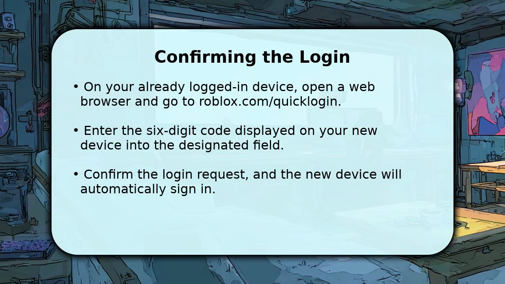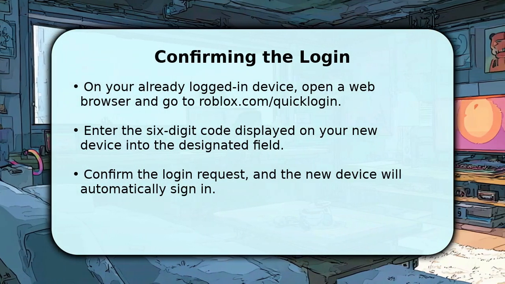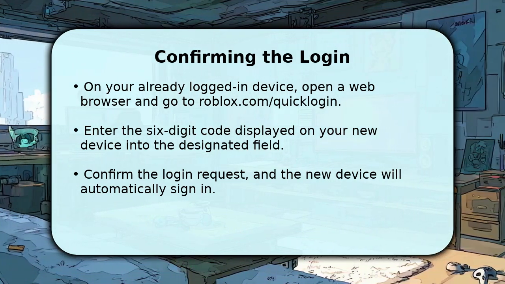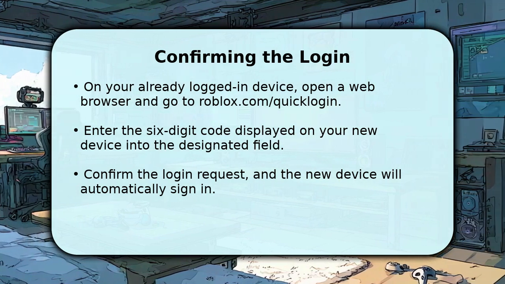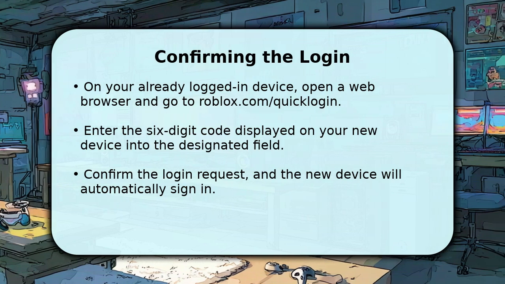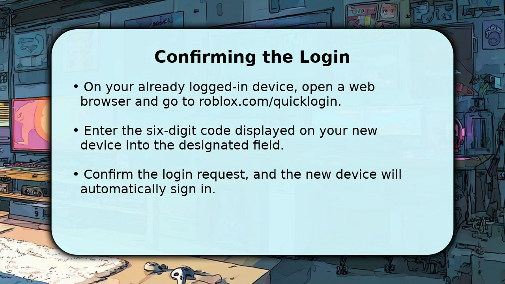Now, switch to your trusted device, the one where you are already logged into Roblox. Open any web browser on that device and type in the address Roblox.com/quicklogin. You will find a prompt to enter the 6-digit code currently visible on your new device. Carefully input that code, then confirm the login request to securely connect.